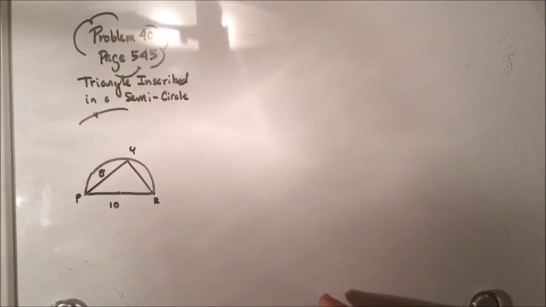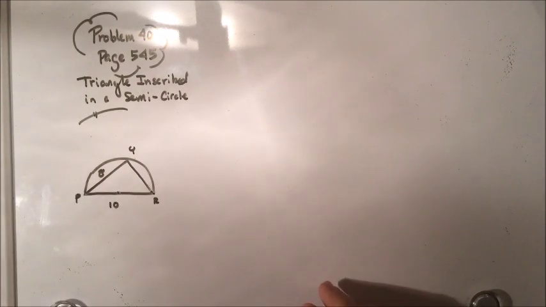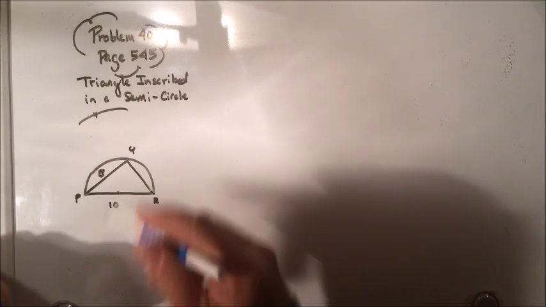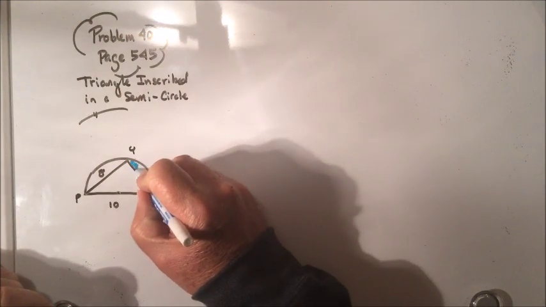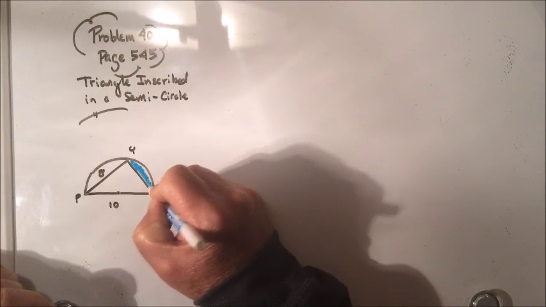Okay, here's problem 40 on page 545. It's a triangle inscribed in a semicircle. This is sort of an application of some of the things we've done before. And if you look in your book, they take all the fun out of this problem. The idea is to find this blue area here.